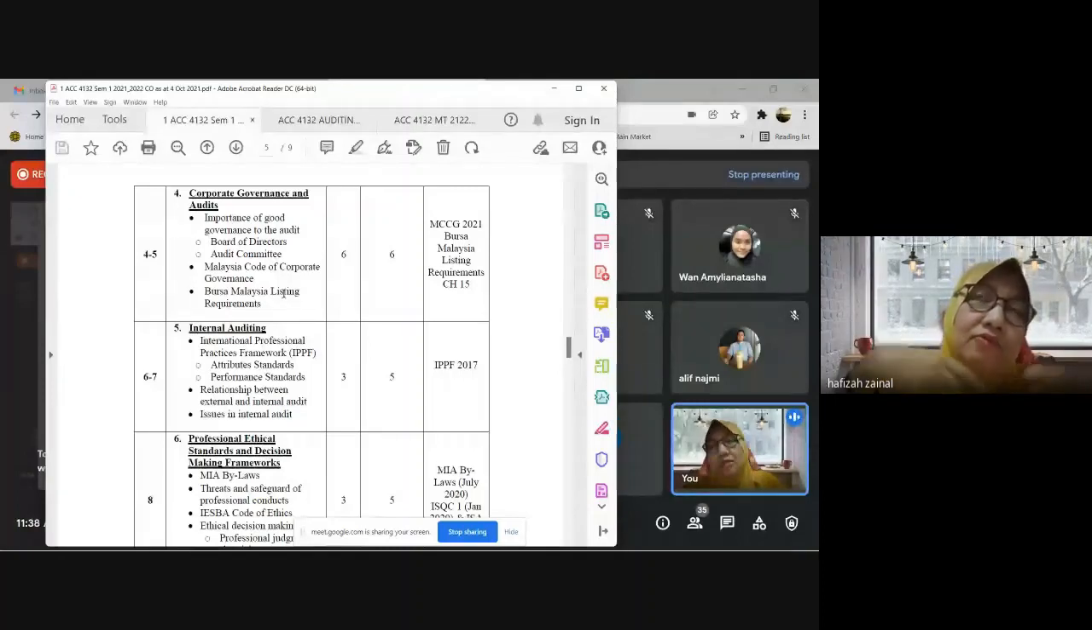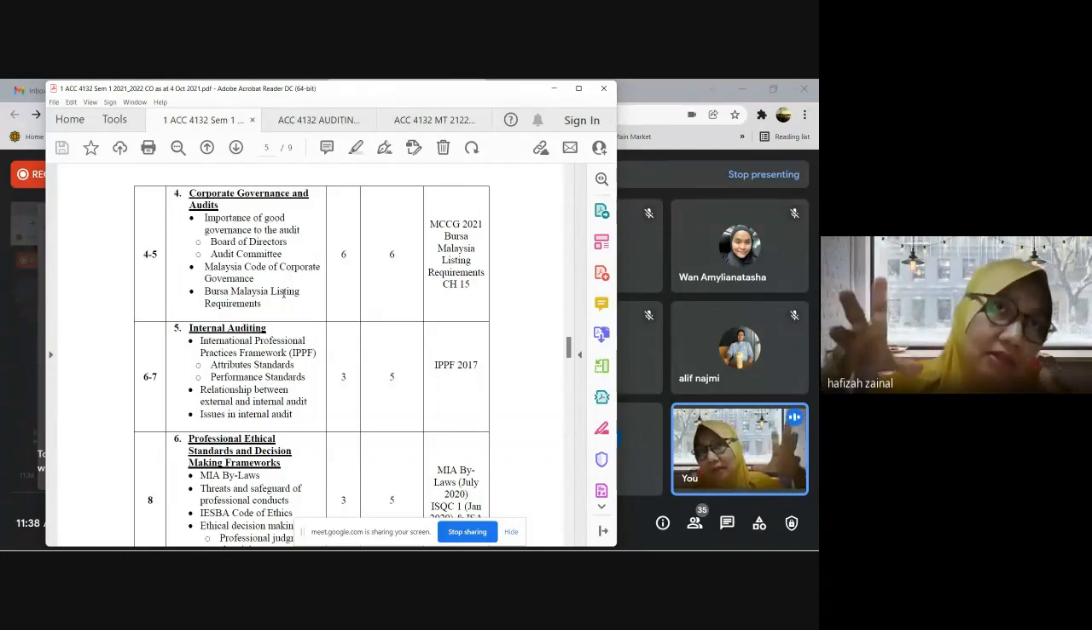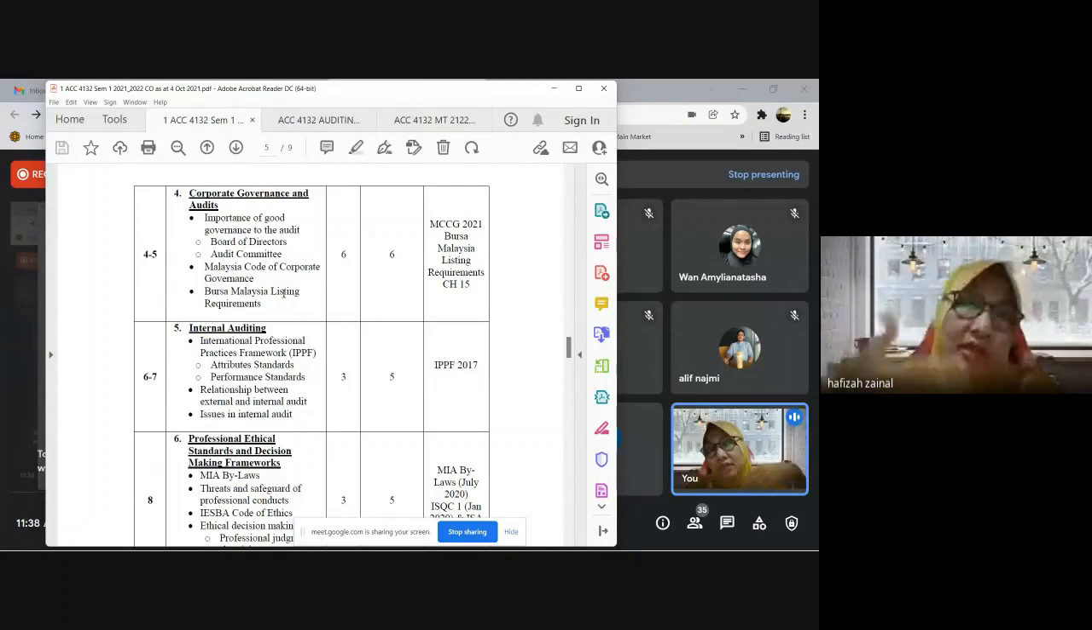Because apart from the board of directors, you also have independent directors. In the board you have executive and non-executive directors, right? So if you look at the MCCG, they really emphasize the importance of independent directors. What are their roles in strengthening good governance practices, and how should they prevent the occurrence of fraud in financial reporting?